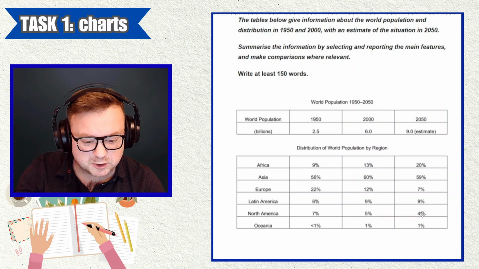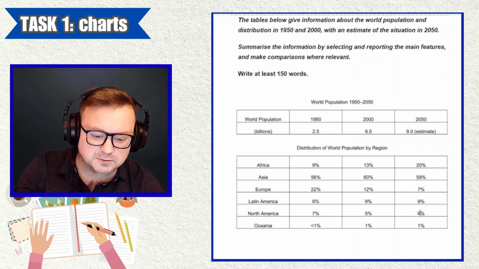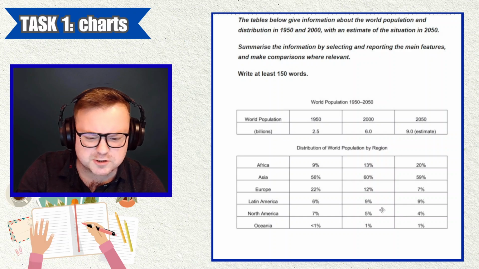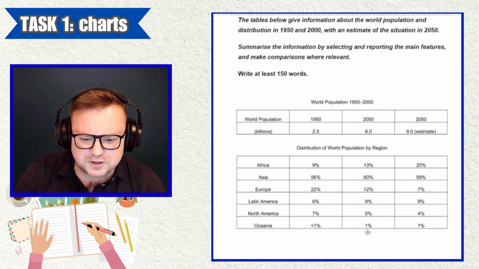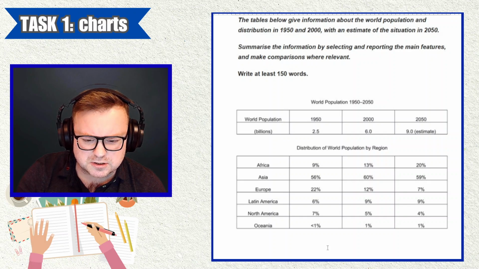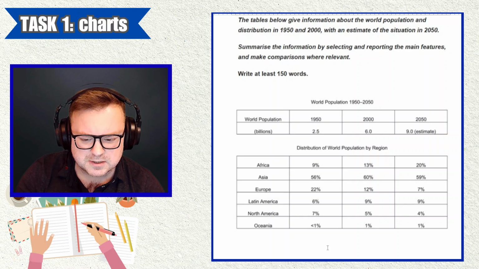I mean, a drop, I guess, from 7% to 4%. That does represent a 80% drop approximately. Who knows? So yeah, a lot of key features, a lot of possible things to talk about here. I would go with the key features. Key feature one would be, I think, the biggest and smallest. I would go with Asia and Oceania for my key feature one.